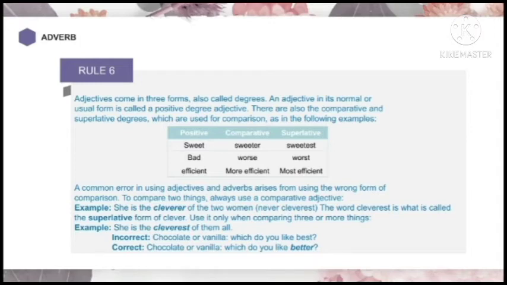Example: she is the cleverest of them all. Incorrect: chocolate and vanilla, which do you like best? Correct: chocolate or vanilla, which do you like better?